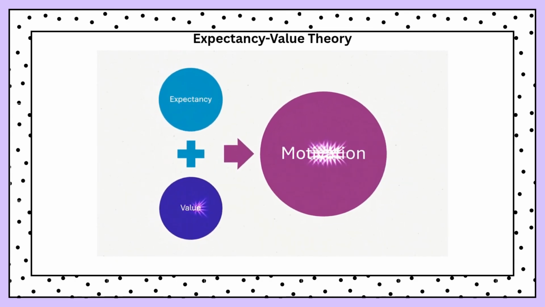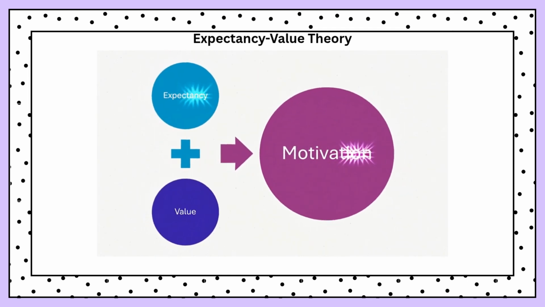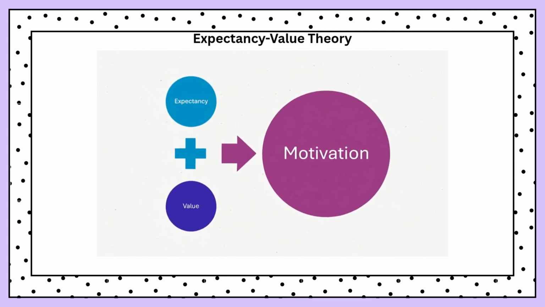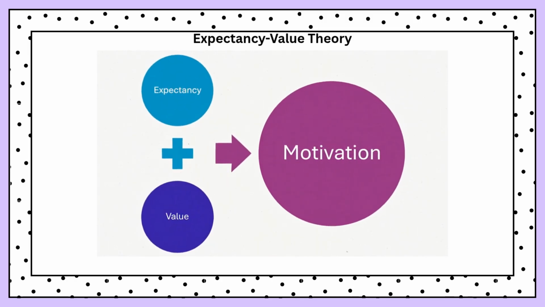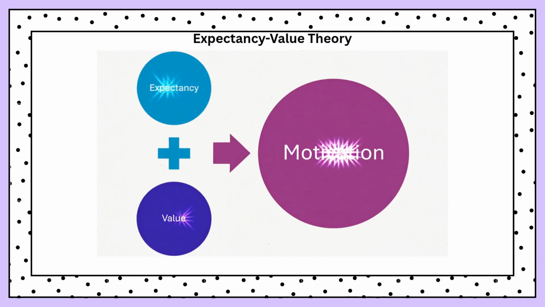Task value includes 4 components. Interest value, is the activity enjoyable? Utility value, will this help me in the future? Attainment value, is succeeding important to me? Cost, what am I giving up by doing this?